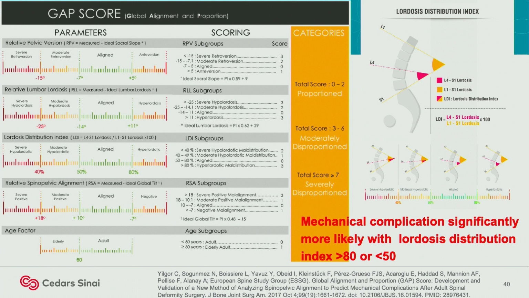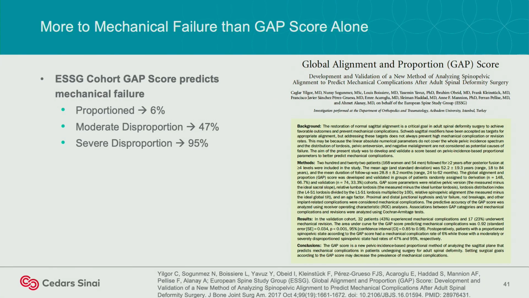The GAP score includes the lordosis distribution index within it, showing mechanical complications are significantly more likely when the lordosis distribution index was greater than 80 or less than 50, which basically means that this mismatch here is, basically, the same pattern, just described a lot of different ways, right? And so we can use these alignment predictors in trying to decide where you're going to put the lordosis back into the spine during deformity correction.